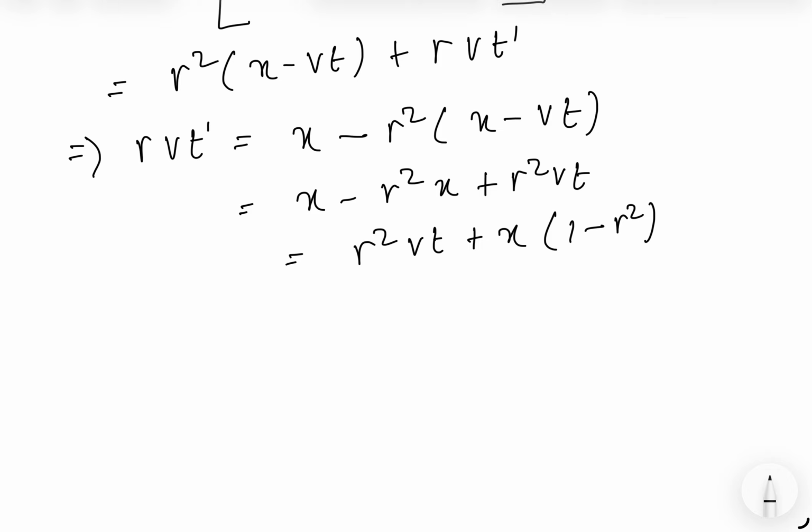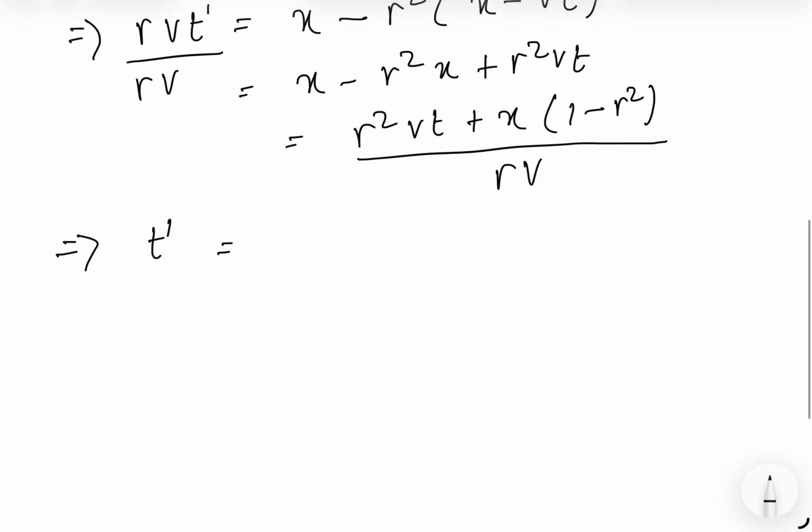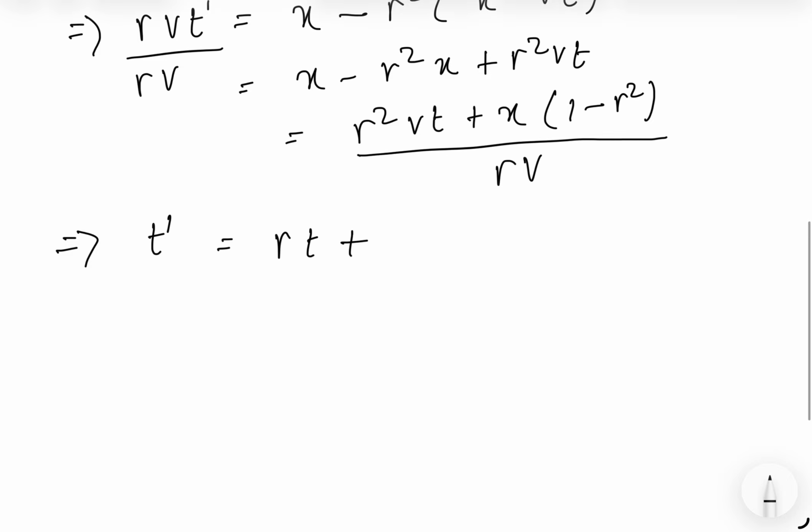Now let us divide both the left hand side and the right hand side by a factor of gamma times v. The left hand side becomes t dash. And the right side becomes gamma times t, since gamma square and gamma cancel, giving gamma, and v cancels, giving t, plus x times 1 minus gamma square divided by gamma v. The second term we just divided by gamma v.